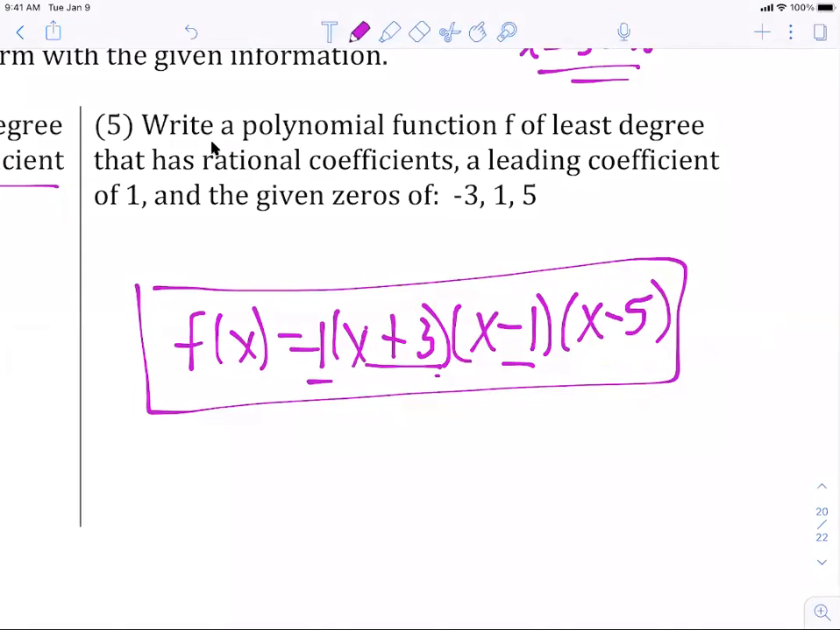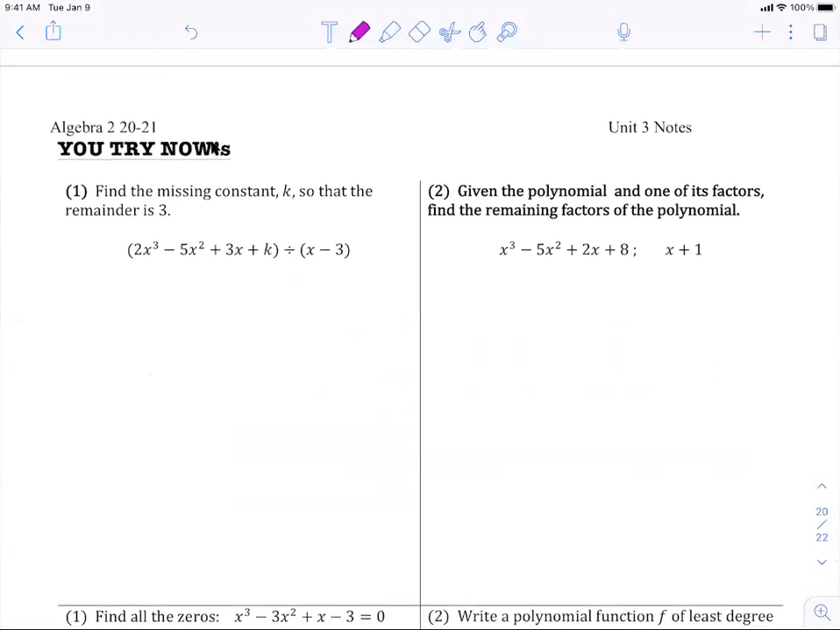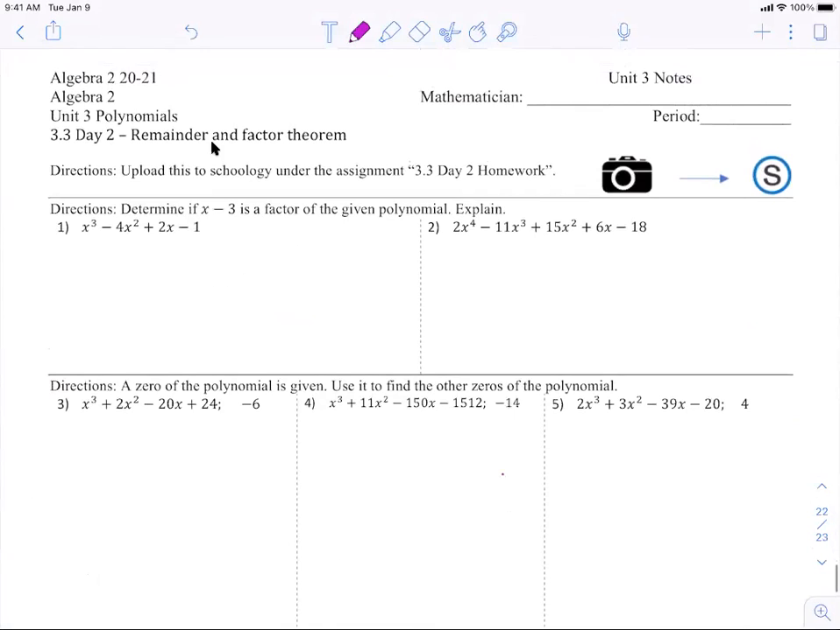All right, guys. If you would like to give some of the You Try Nows a go, you are more than welcome to if you go to the next page. We're going to do some of these together, obviously. But if you're feeling really good and really comfy, then you can start working on the homework for today. All right. Good luck, guys, and let me know if you have any questions.